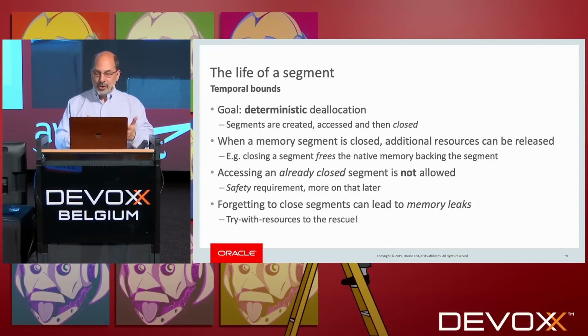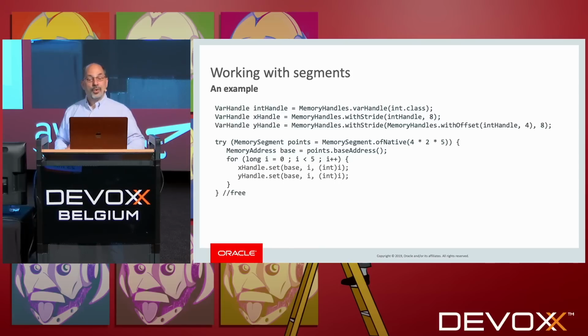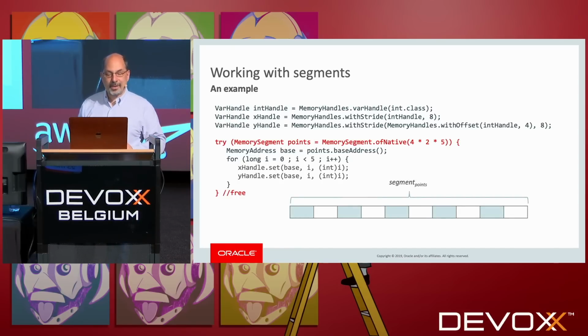This is one of those cases where you get more power, but with power comes responsibility. If you forget to close the segment, then you've got a leak. Okay, so let's put these examples together and show what it looks like to read and write the little array of structs we had. So we've got a memory segment.